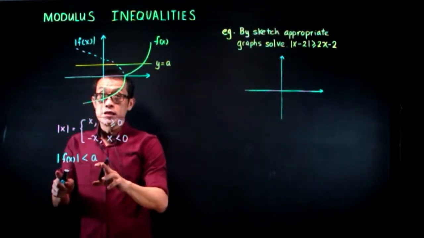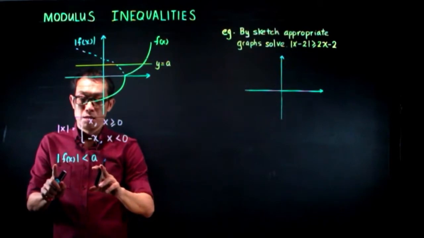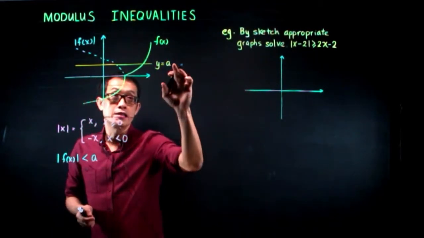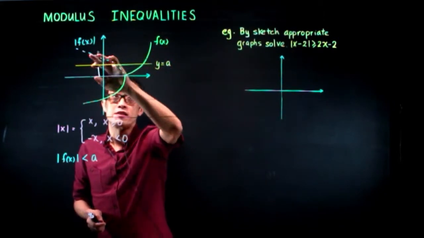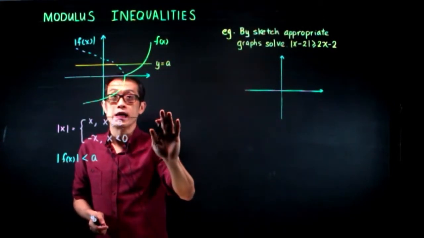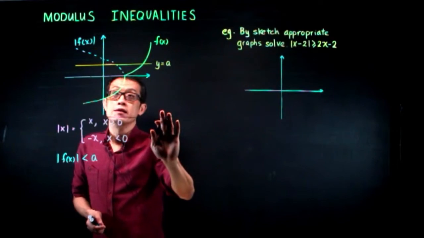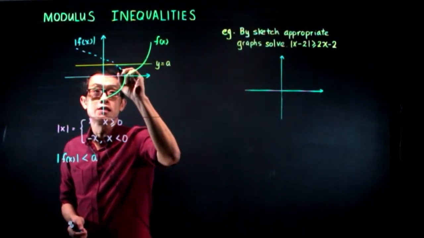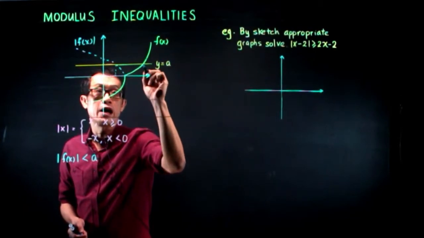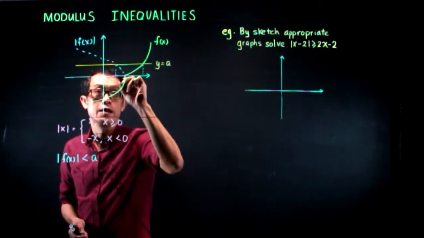Now, you want this mod f of x to be less than a. Now, let's say this is a. You want the mod f of x, this graph, to be less than a. So, less than a, you want it to be less than this value. So, it is these values of x that you take.